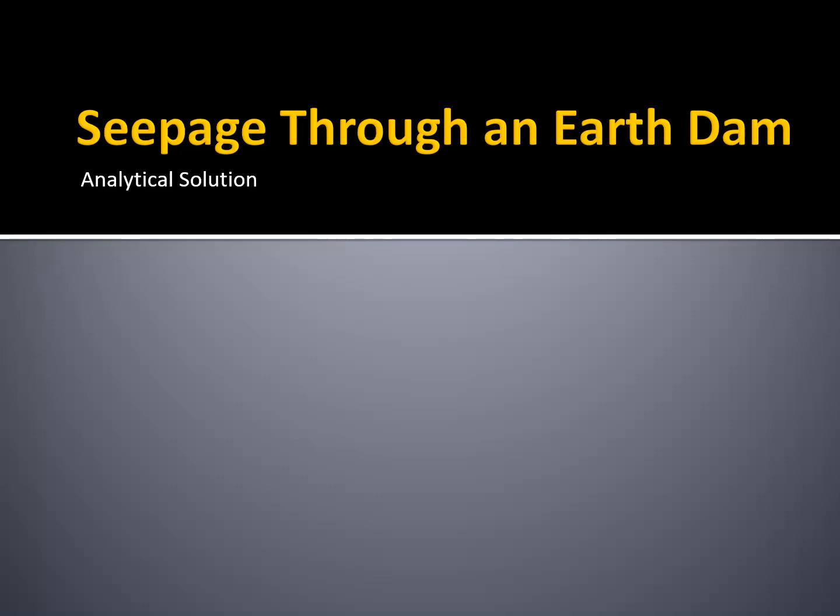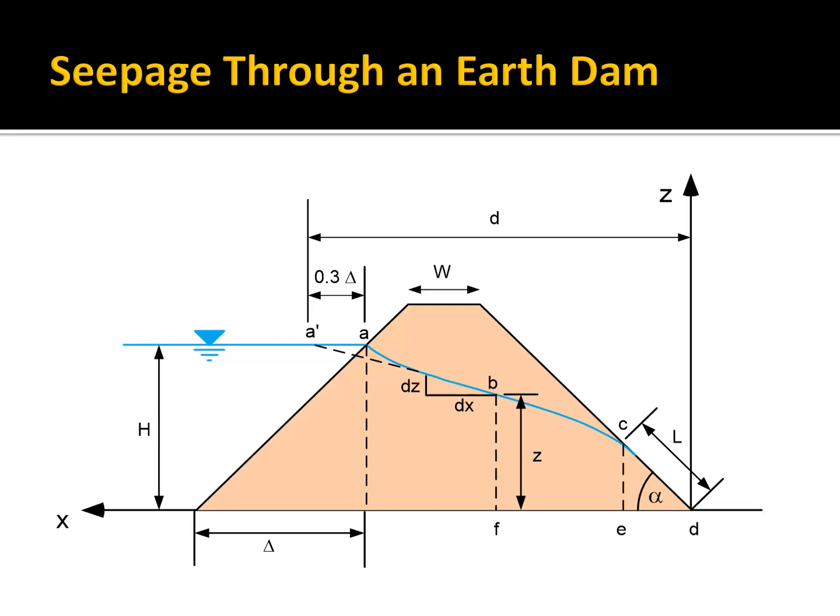Okay, the last portion of this video on analytical solutions is seepage through an earth dam. So we just learned about how to do seepage through a rectangular section, and in this case we are going to take a simple trapezoidal cross-section of a dam. The assumption here is that kx is equal to ky, or it's a uniform soil, it's just one material, with a single K.